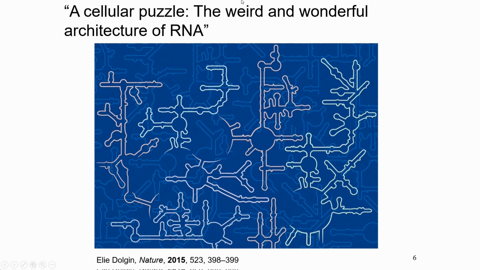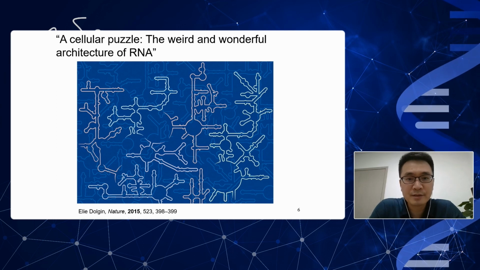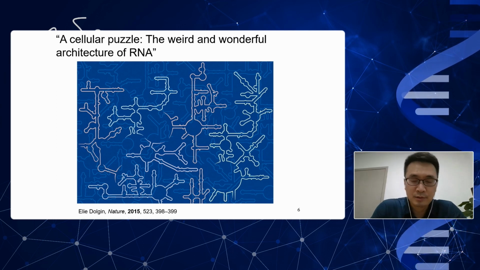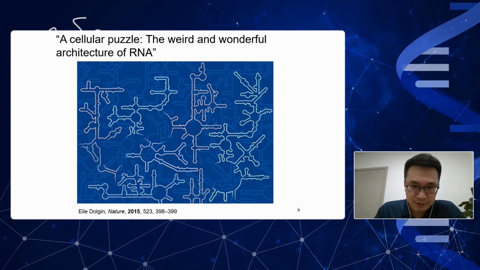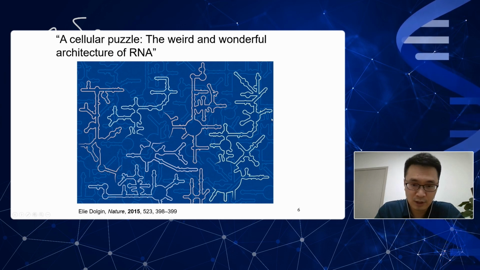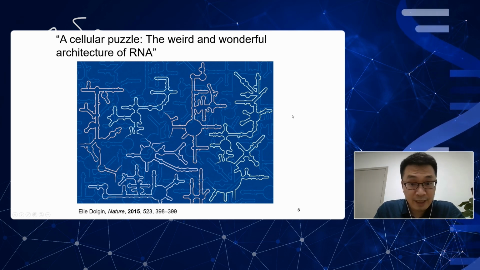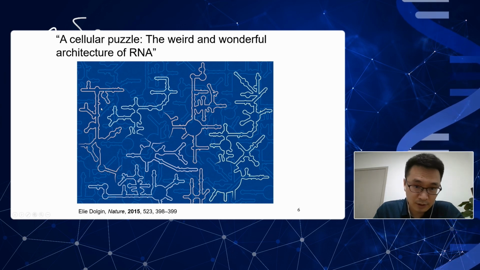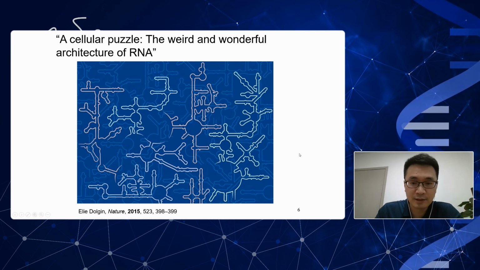More recently, in 2015, on the cover of the Nature journal, people described RNA as a weird and wonderful architecture in the cell. You can see RNA can fold into a very complex 2D structure, which in turn can fold into a complex three-dimensional structure. You can imagine that the folded base-paired region is very hard to target with a simple antisense strategy.